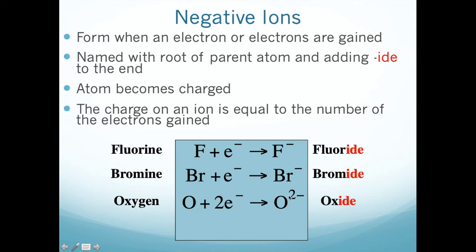And again, you can determine that charge by figuring out that oxygen is in group 16 and therefore needs 2 electrons to become like a group 18 noble gas.